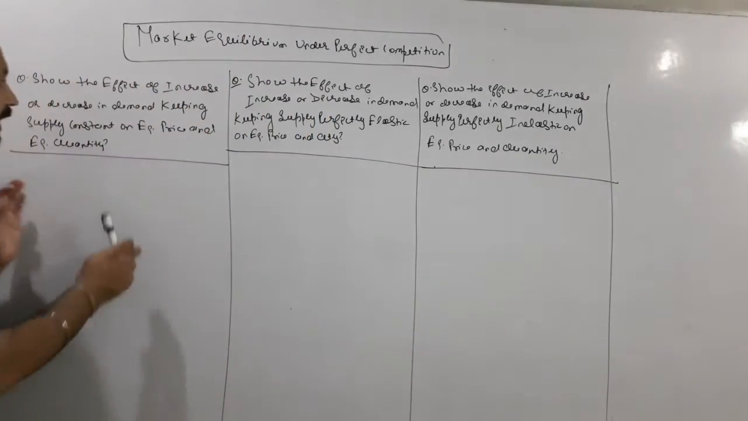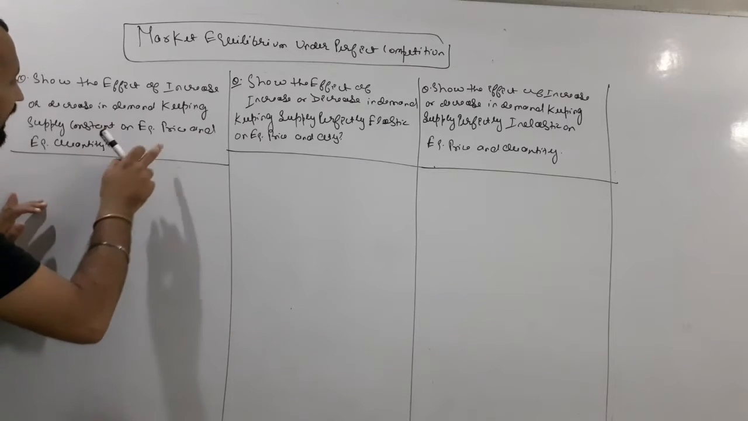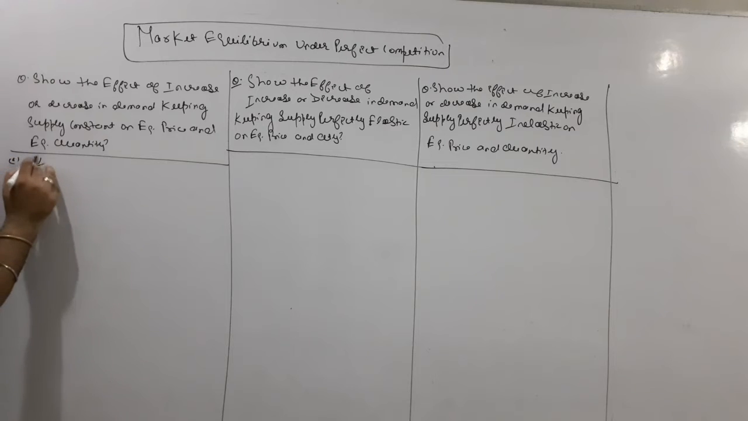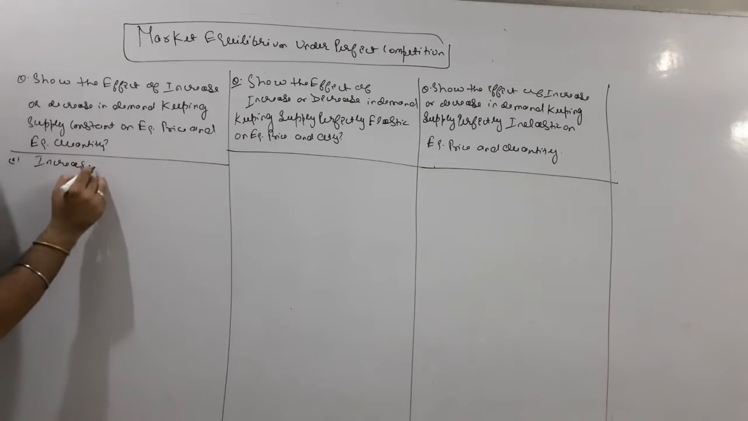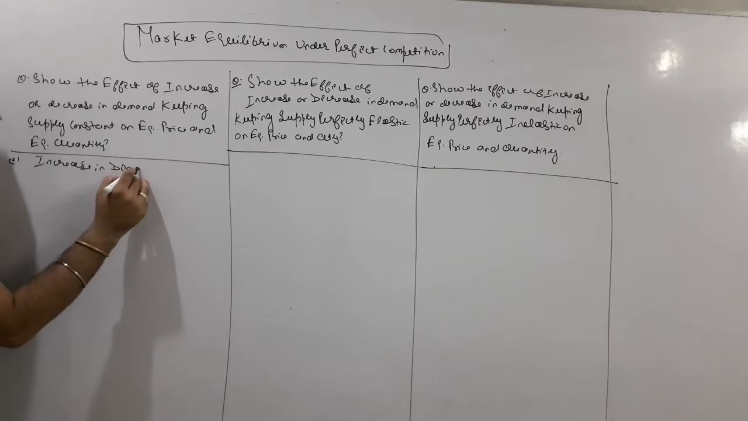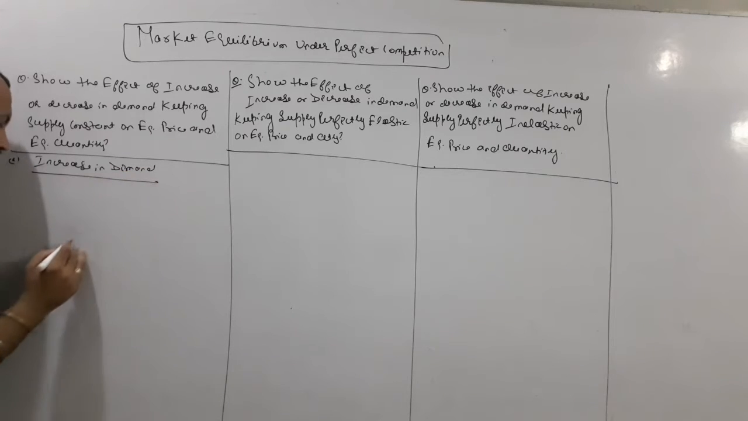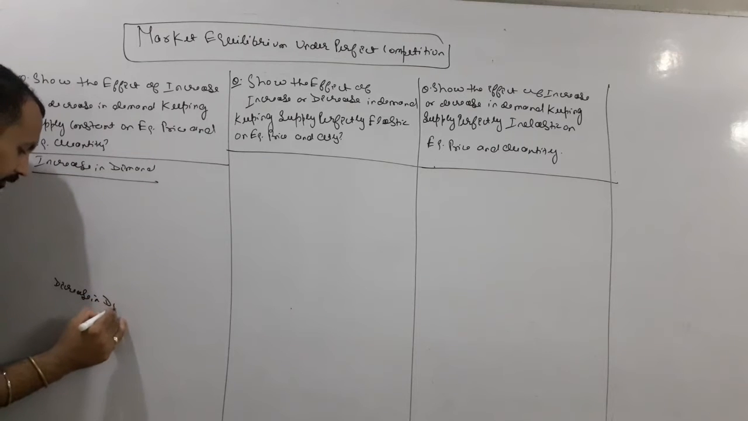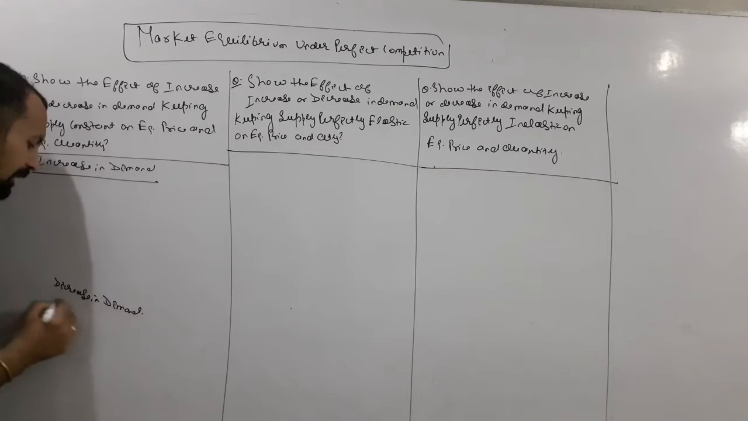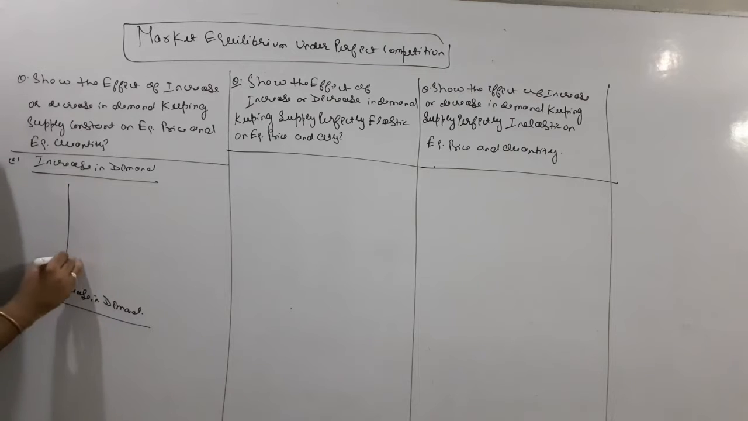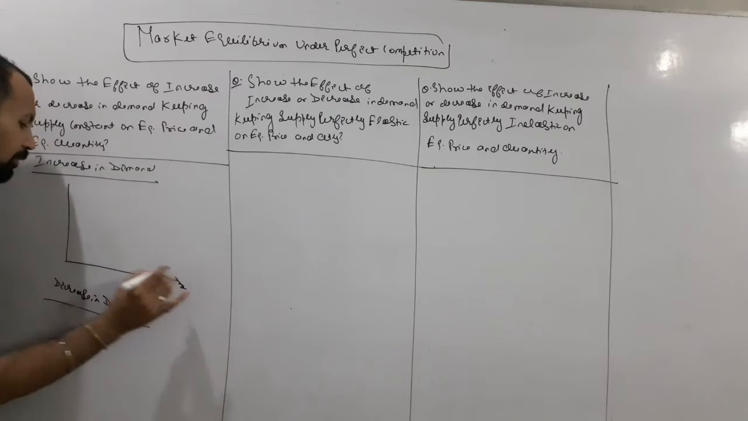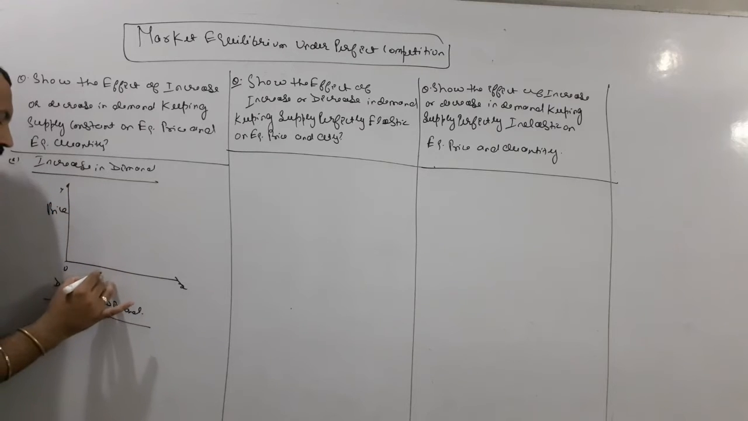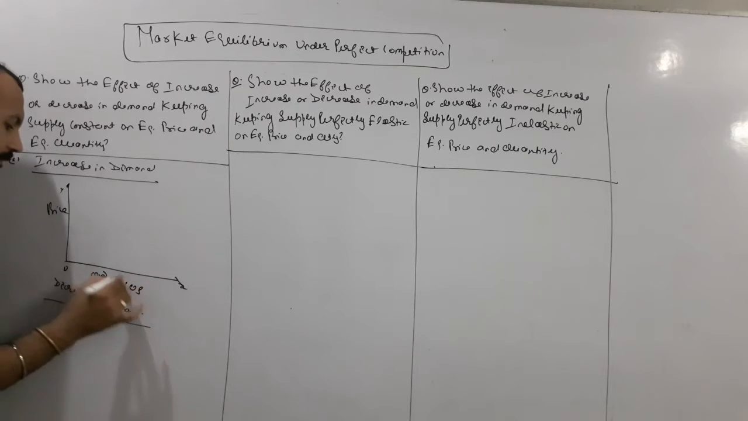Show the effect of increase or decrease in demand, keeping supply constant, on equilibrium price and quantity. It means two kinds of situation arise: one is increase in demand, and the other is decrease in demand. We need to show both aspects. Before that, we need to prepare the basic diagram. Here I am writing price, and here quantity demanded and quantity supplied.